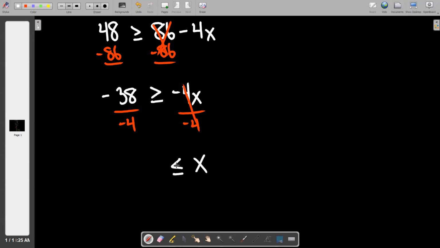And can I divide 38 by 4? No, 38 gets skipped over. 4 times 9 is 36, and 4 times 10 is 40. So I know I'm working with a fraction. I know it will be positive, and I'm going to put it as a 19/2. So what do you think of my answer?